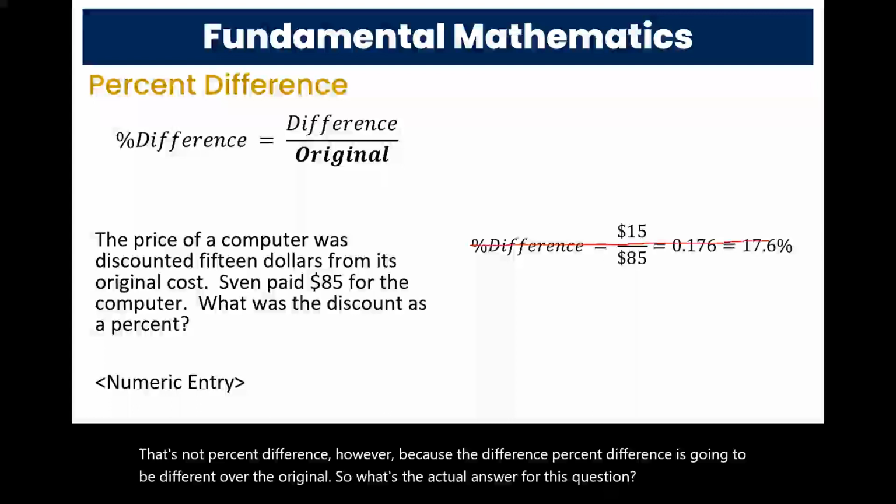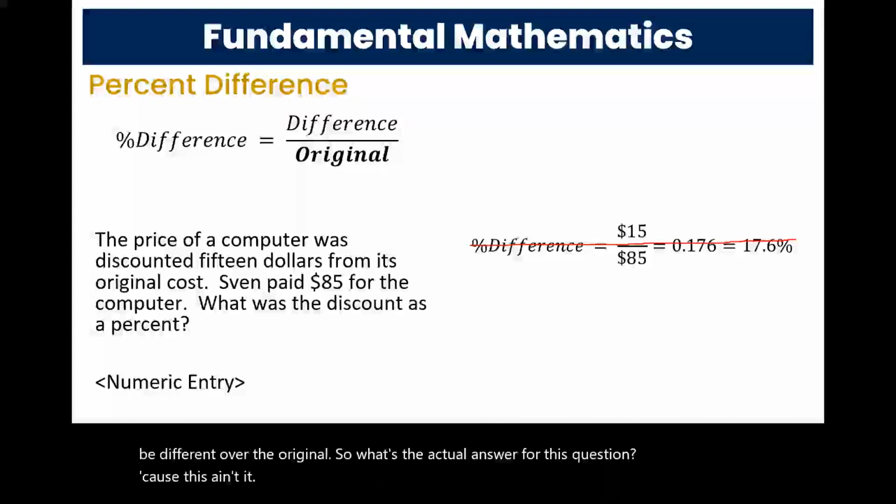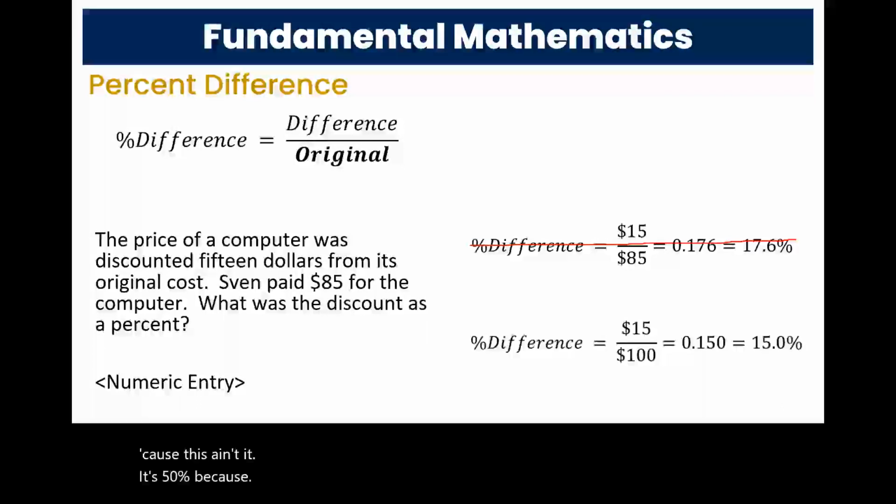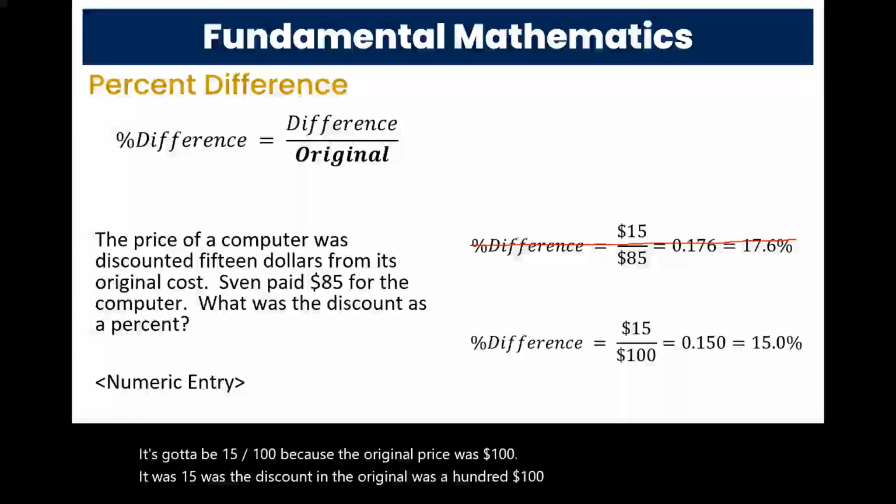Because this ain't it. It's 15%, because it's got to be 15 over 100, because the original price was $100. 15 was the discount and the original was $100. So it gives us 15%.